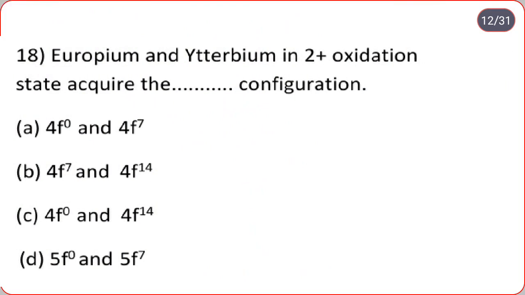Europium and ytterbium in 2 plus oxidation state acquire the configuration: options are 4f0 and 4f7, 4f7 and 4f14, 4f0 and 4f14, 5f0 and 5f7. So the correct option is B, to acquire half-filled and full-filled electronic configuration. Europium and ytterbium in +2 oxidation state show 4f7 and 4f14 electronic configuration.